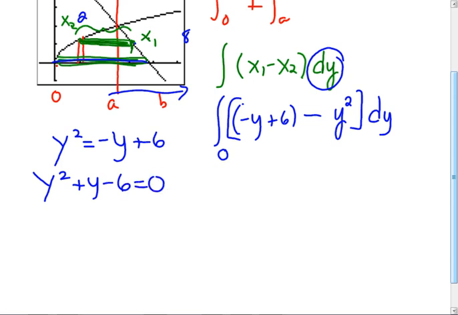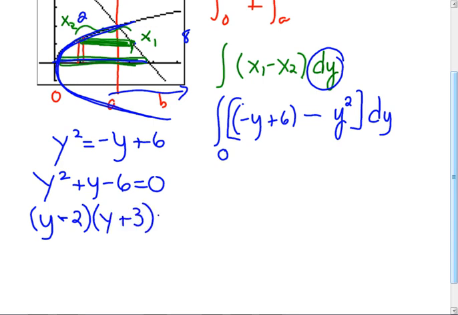The problem is I'm going to have extraneous solutions because this is a parabola. When I do x equals y squared, it's really this one. It's really a parabola on its side. We've restricted it just to be the top part of the parabola. So it's y minus 2, y plus 3.